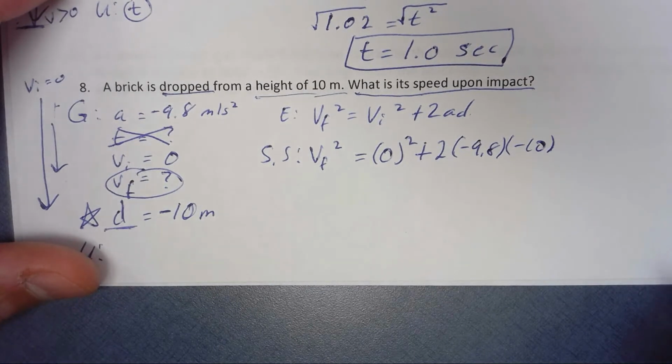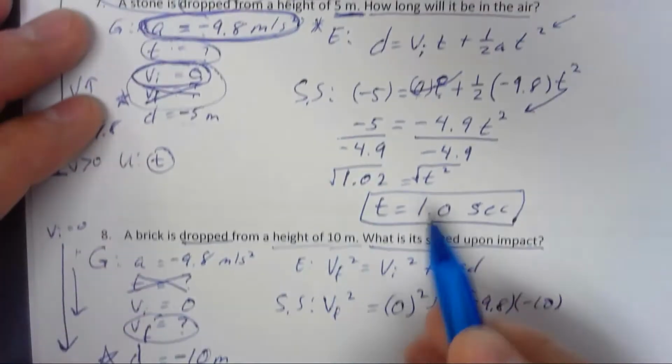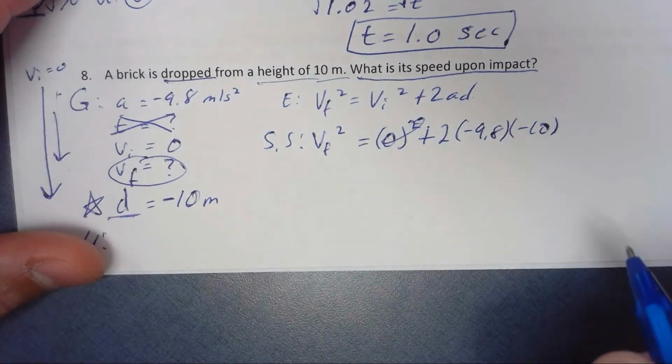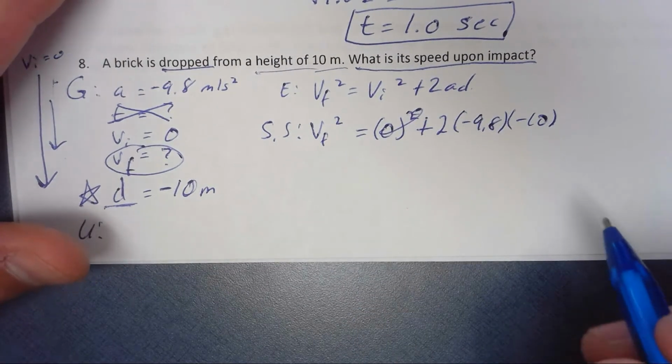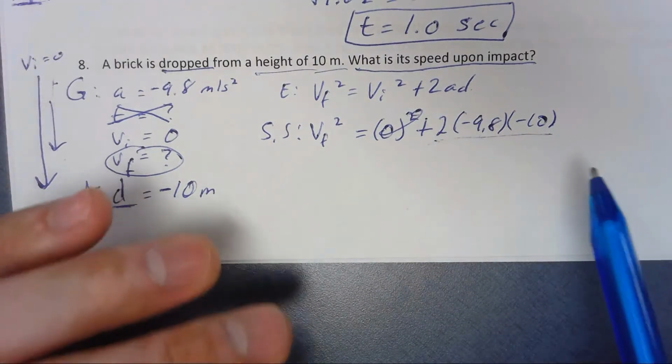Now we can do some simplifying. 0 squared is 0. 0 times 0 is 0. And as I said before, 0 doesn't change anything. So that can go away. That's going to go away. So now we have this left. 2 times negative 9.8 times 10.